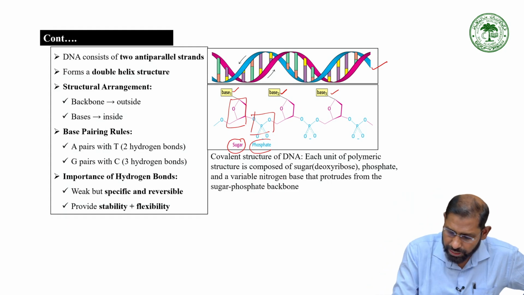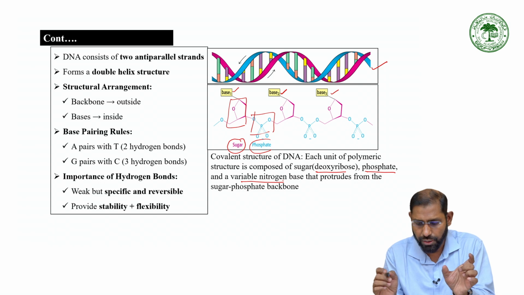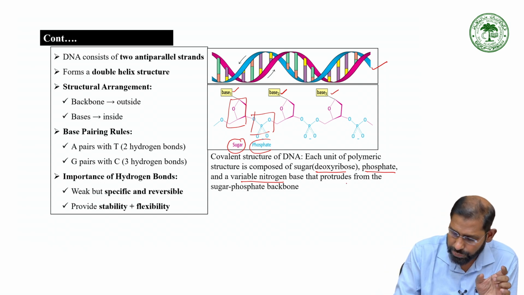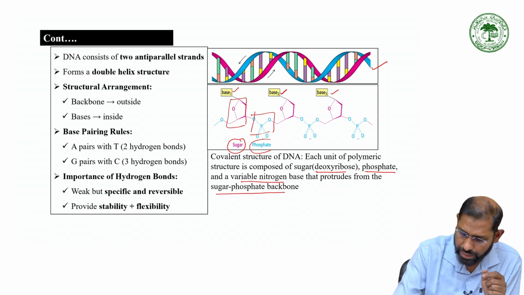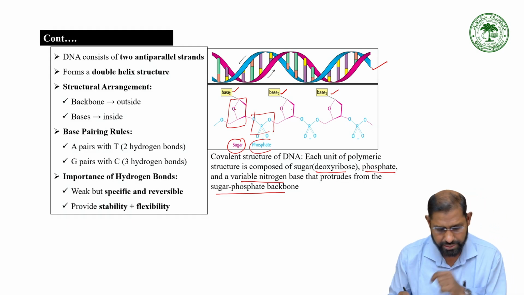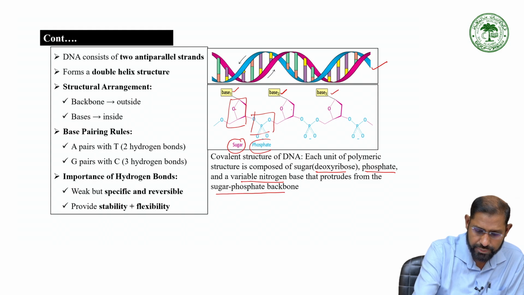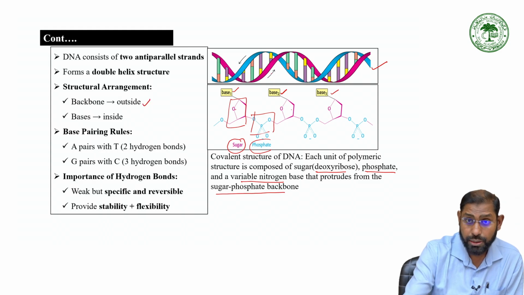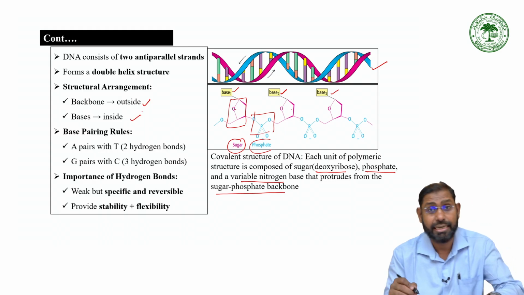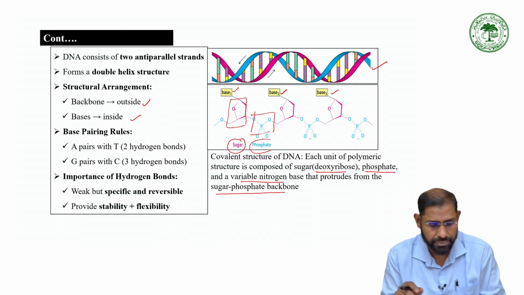Each unit of the polymeric structure is composed of the sugar deoxyribose, phosphate, and a variable nitrogen base. The bases protrude from the sugar-phosphate backbone. Base pairing is very important. The backbone is outside, and then we have the bases inside: adenine, thymine, cytosine, guanine.